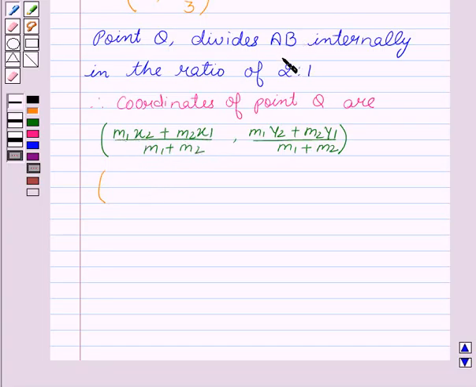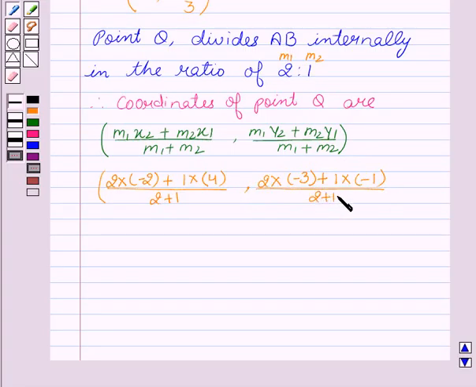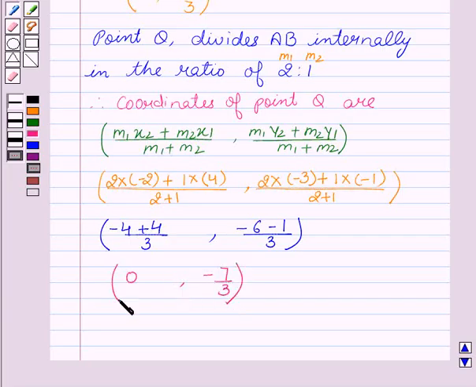We know that m1 is 2 and m2 is 1. So 2 into x2 is minus 2 plus m2 is 1 into x1 is 4 upon 2 plus 1, and for y, m1 is 2 into y2 is minus 3 plus m2 is 1 into y1 is minus 1 upon 2 plus 1. So now we get minus 4 plus 4 upon 3, and for y it is minus 6 minus 1 upon 3, which is equal to 0 and minus 7 upon 3. Therefore, the coordinates of the point Q are 0 and minus 7 upon 3.